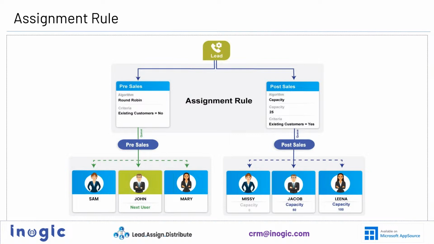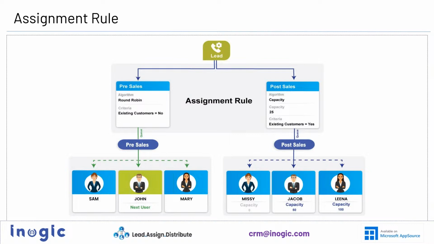Perfect. Now this goes on till the time one of the resources, maybe Missy, Jacob, or Lena, closes any records which are assigned to them. Once these resources release these records, that's when the 25 units would be added back to their available capacity. So that's how the round robin and the capacity algorithm is going to work.